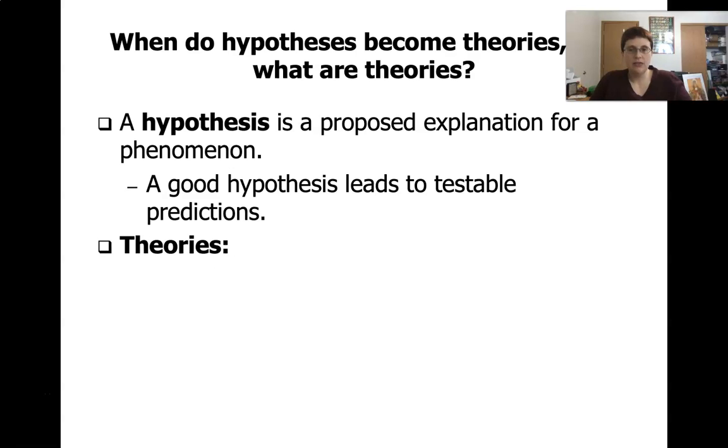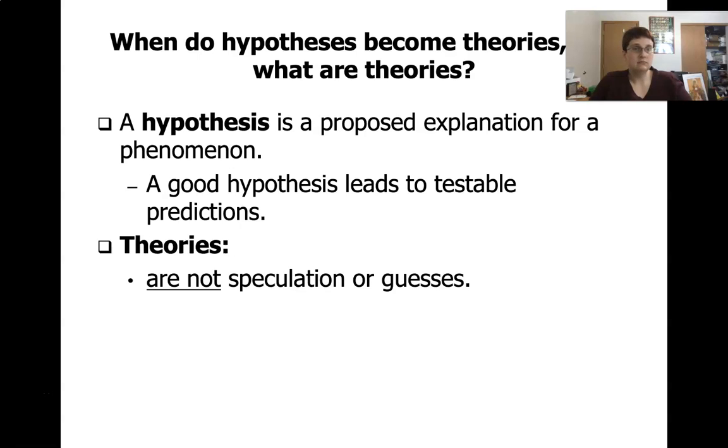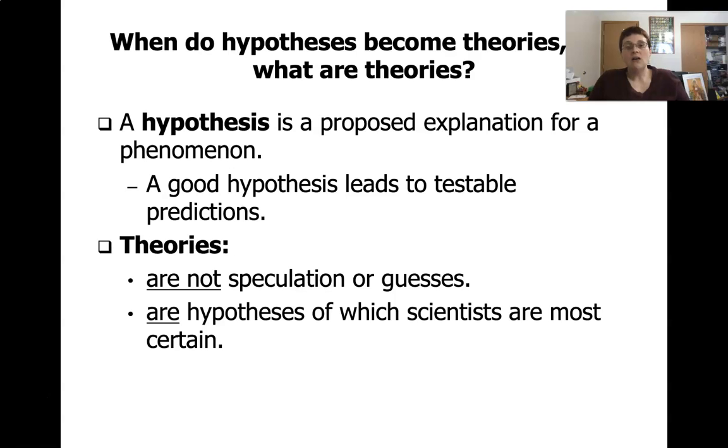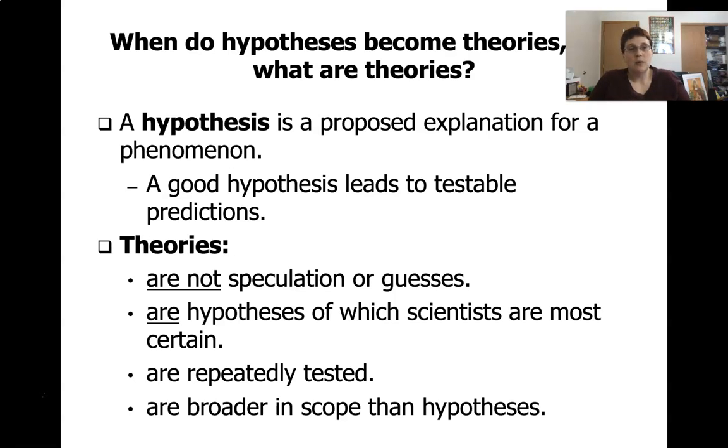A theory, on the other hand, is not a speculation or a guess. A lot of times people who are non-scientists use the word theory as a speculation or a guess, like, I have a theory about why John never has any money in his pocket to pay for dinner. But a scientific theory is not a speculation or a guess. Theories are hypotheses of which scientists are most certain. Basically, a theory is a group of hypotheses that have been put together that are repeatedly tested and supported. So these are basically the things that we are most certain of in science. They are broader in scope than hypotheses.